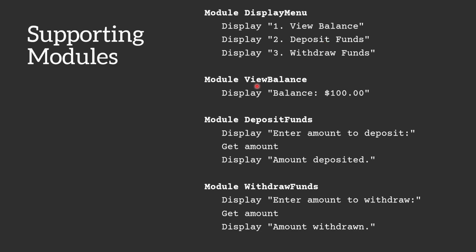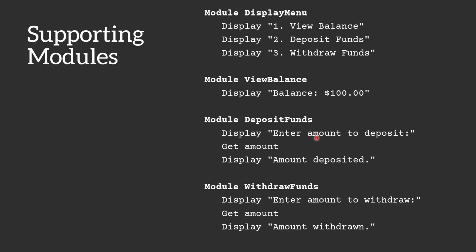The next one is the view balance module. Now this is a simple output module. No input, no calculations, just a display of what their balance is. So if they select 1, we're going to be calling this module.